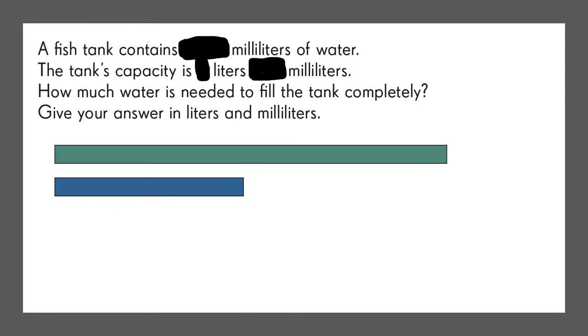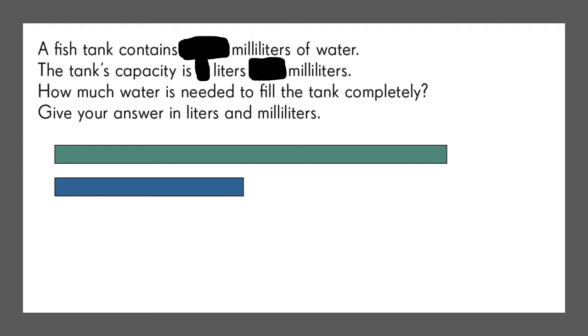Okay, we're going to look at a story problem with capacity. We're talking about a fish tank in this problem. A fish tank contains some number of milliliters of water. The tank's capacity is a number of liters with a number of milliliters also. How much water is needed to fill the tank completely? Give your answer in liters and milliliters. Just like at school, we're going to practice by rereading this problem. Let's look for some key information that will help us think about this. So the fish tank contains a number of milliliters of water. That's kind of what I envision.